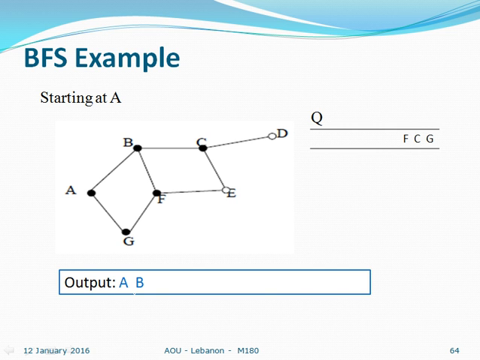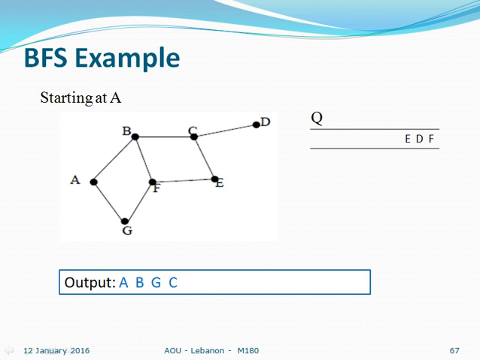Then you have G. G has F and A. F is already in the queue, and A is already visited, so you just pop G. Then C. C has D and E. So you pop C and add its neighbors D and E. Okay, and C will be in the visited list as the output.